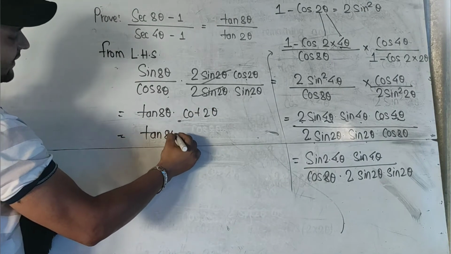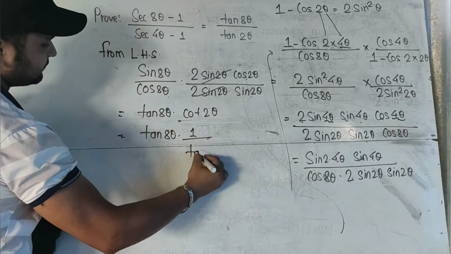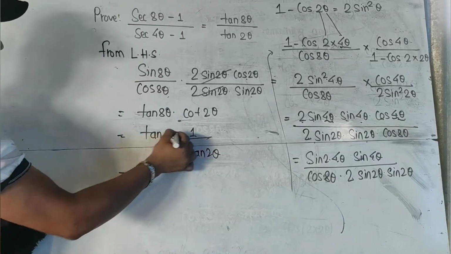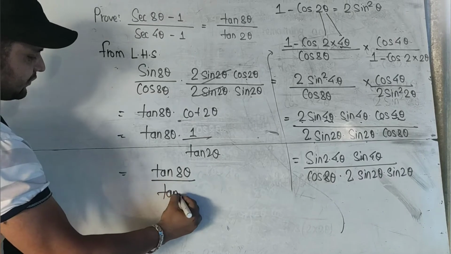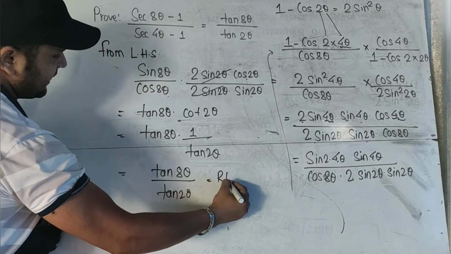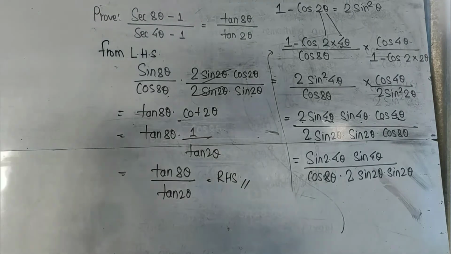Now we know that cot theta is 1 by tan theta. So now tan 8 theta into 1 by tan 2 theta gives you tan 8 theta by tan 2 theta, which is our RHS. So we prove it in this way.